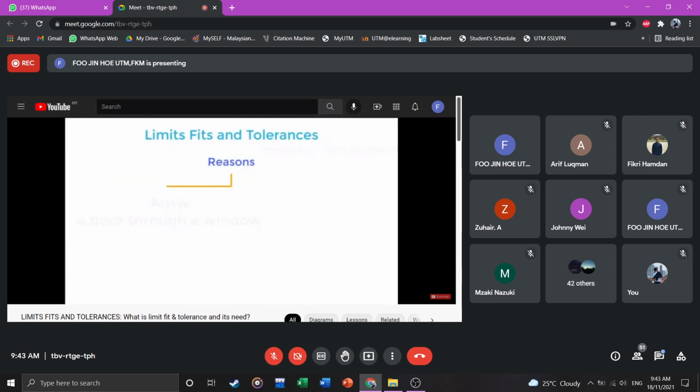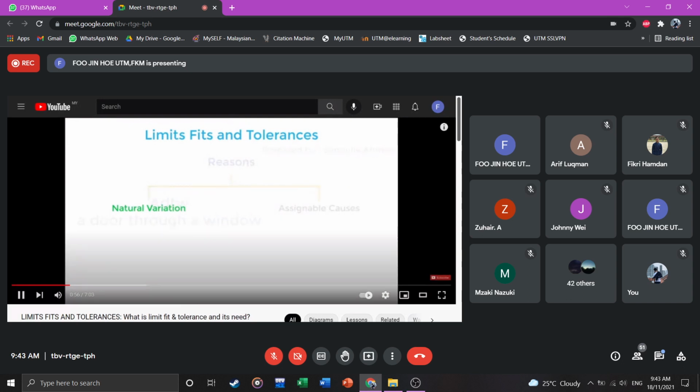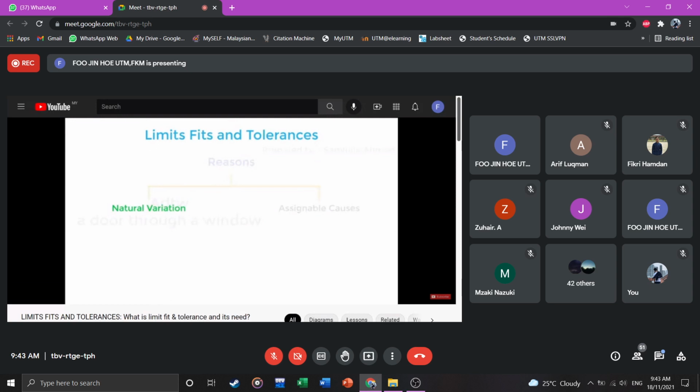There are two reasons for this. One, natural variation. And two, assignable causes. In natural variation, causes are an inherent part of the process. They are random in nature, and you cannot control them. And assignable causes are identifiable, such as improperly adjusted machines, operator error, tool wear or defective raw materials.